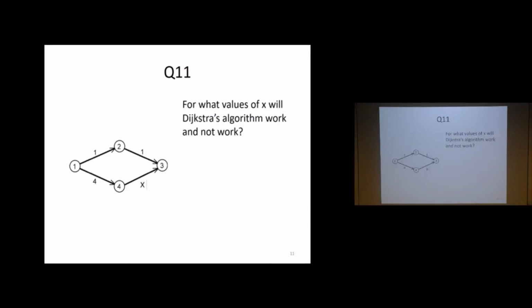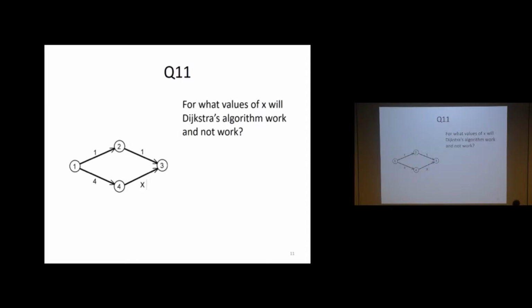Okay, for what values of x will Dijkstra's algorithm work and not work? So I think we can figure this out. So again, the assumption here is that this is the source. So this is a directed graph. 1 is the source, and I want to compute the shortest path spanning tree. So for what values of x will Dijkstra work and not work? So you can set this up as an algebraic equation, right? So you would do what? 4 plus x is less than what? 2. Right? When 4 plus x is less than 2, Dijkstra will not work. Right? And you can solve for x.